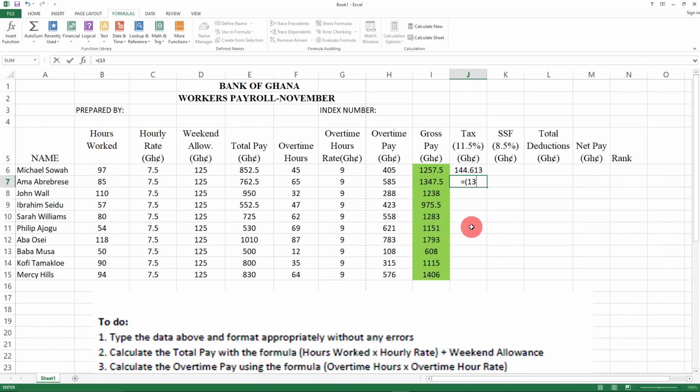Equal bracket 1,347.5 times 11.5. You close the bracket, then you divide by 100, which is the percentage. So 11.5%, that's the reason why we are getting the 100. Every percent is 100. So Ama will be paying 154.963, which if I'm rounding it up, will be 155 cedis as tax.